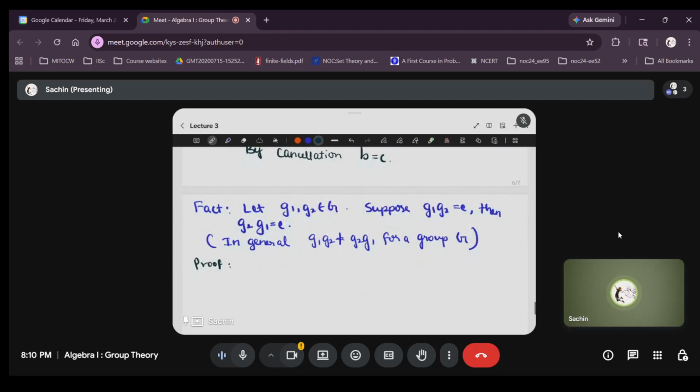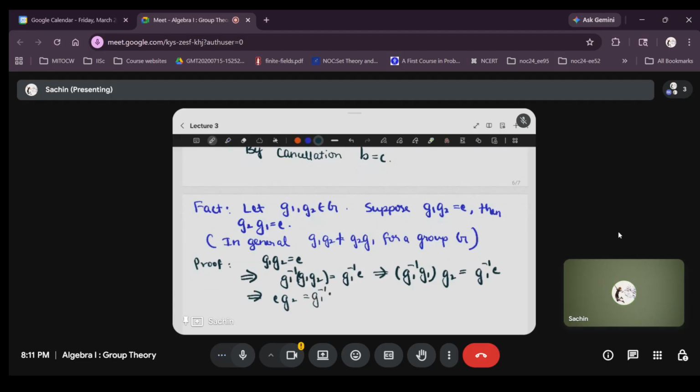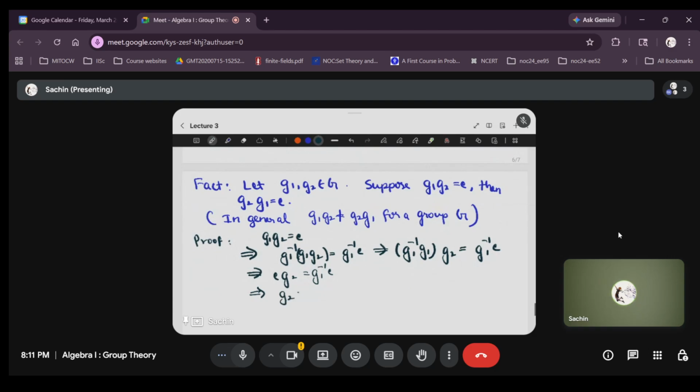And the proof is as follows. G1 G2 is equal to E implies that you can multiply by G1 inverse on both sides. G1 inverse G1 G2 equals G1 inverse E, which implies that G1 inverse G1 times G2, you can use the associative property. So G1 inverse E. And by definition, G1 inverse G1 is the identity element E. So G2 is equal to G1 inverse.